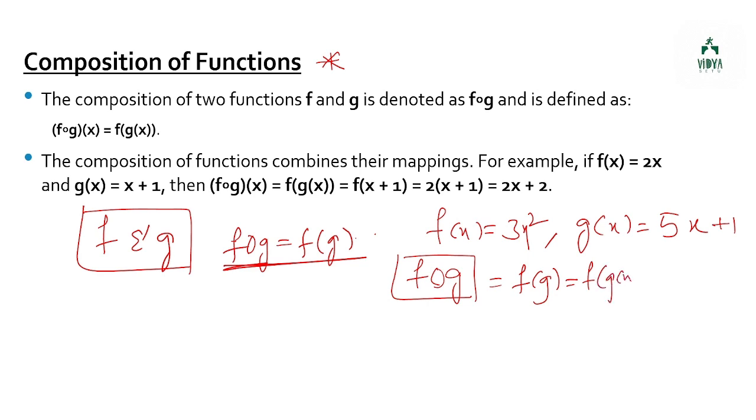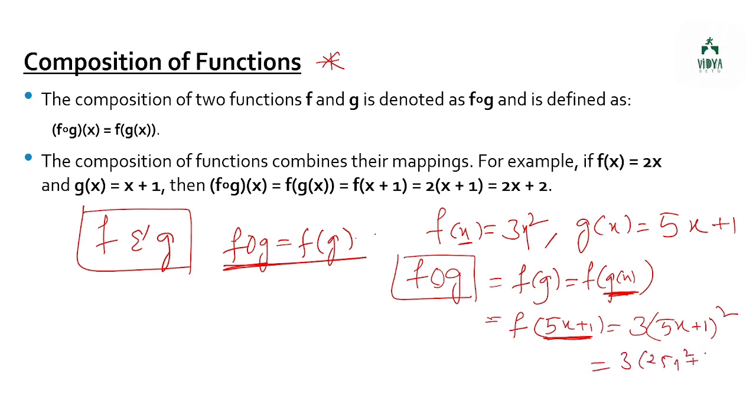In place of x, what do we have to write? G of x. So in f, in place of x, we write g of x, which is 5x plus 1. And f of x is 3x square, so in place of x we get 3 times (5x plus 1) whole square, which is 3 times (25x square plus 1 plus 10x), that is 75x square plus 30x plus 3.